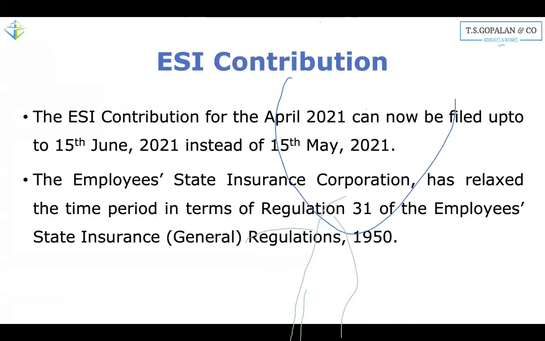Under the ESA Act, the ESA contribution for April 2021 can now be filed up to 15th of June instead of 15th of May. This has been done pursuant to Regulation 31, which enables the ESA Corporation to extend the time frame. Exercising the same, the ESA Corporation has done this.